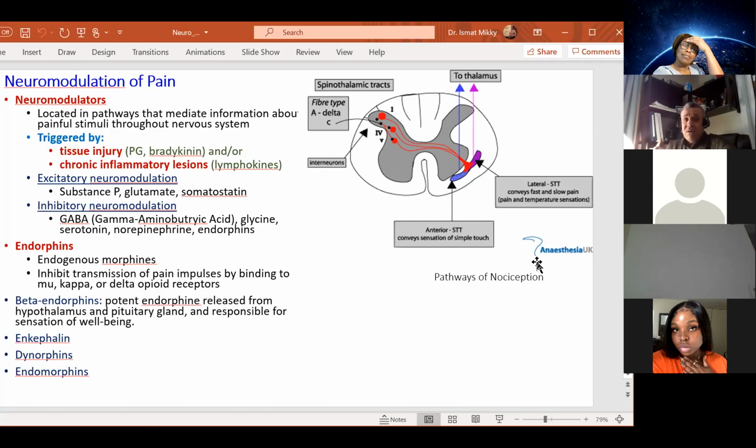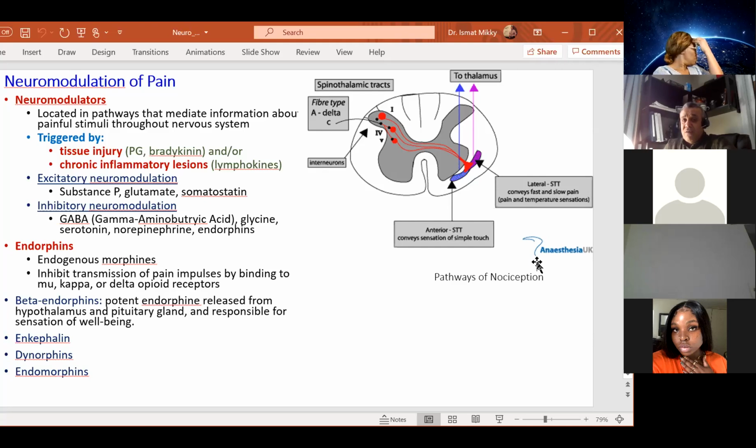neurotransmitters, what are called the excitatory. So that's excitation, which means it will excite. So when you hear about excitatory neurotransmitters like substance P, glutamate, somatostatin, the excitation of these neurotransmitters, which means producing these transmitters, will result in pain experience. So substance P is one of them, glutamate another one, and somatostatin.